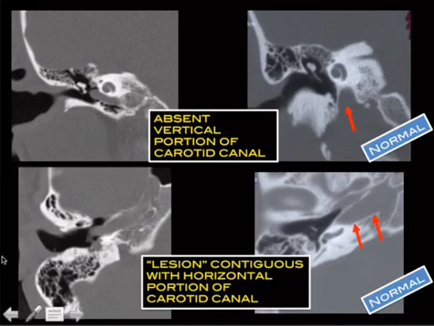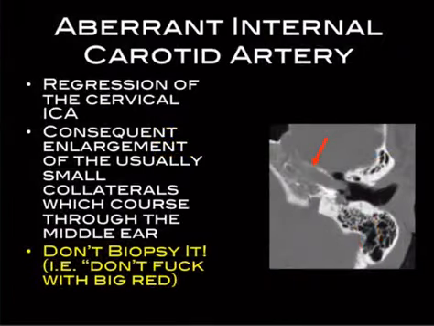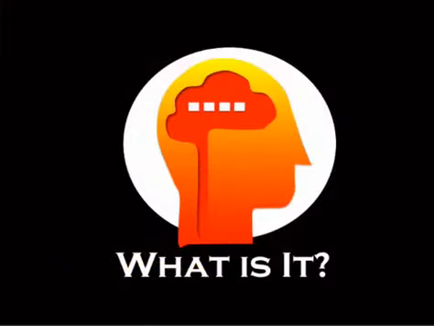I would expect that this would be the plane that it would be shown in, most likely. This would be tricky. So what do you need to know about this? One, don't biopsy it. Two, it's not really a carotid, but actually a regression of the normal cervical ICA, and then you have an enlargement of a collateral vessel that happens to go through the middle ear, so that's why it ends up looking like that. So the cervical carotid is not really there anymore. Don't biopsy it. Look for it in that plane where it's contiguous with the horizontal component.